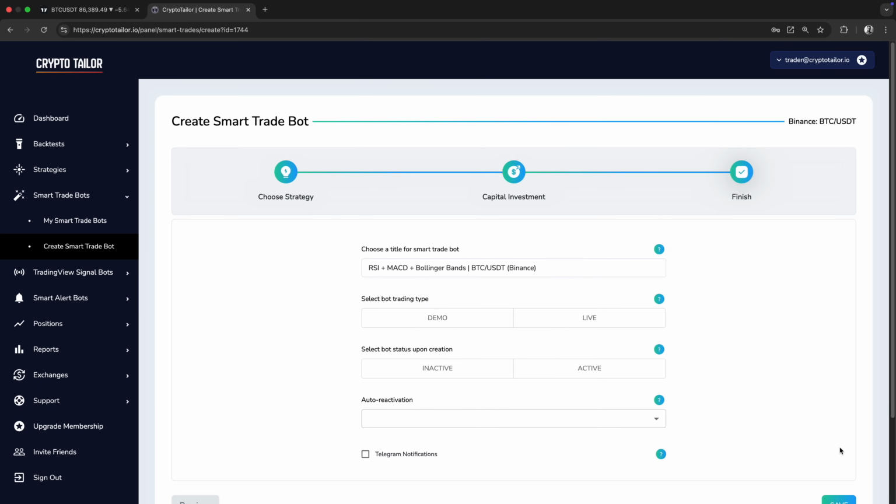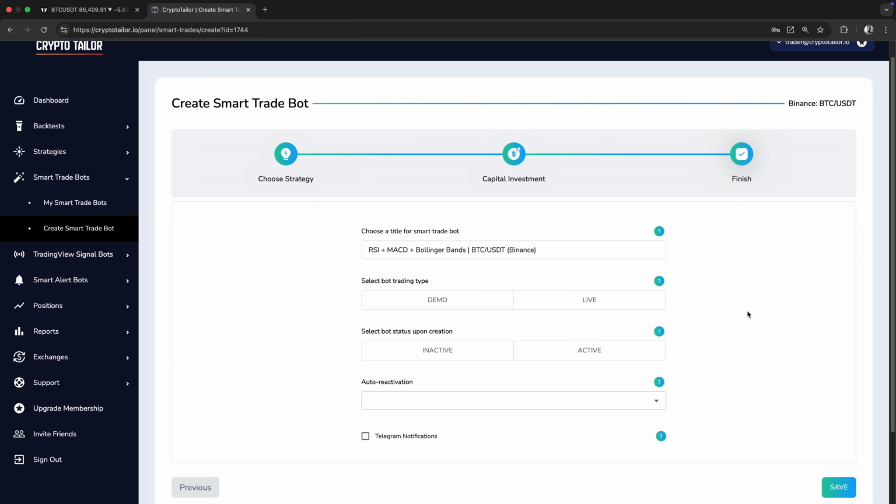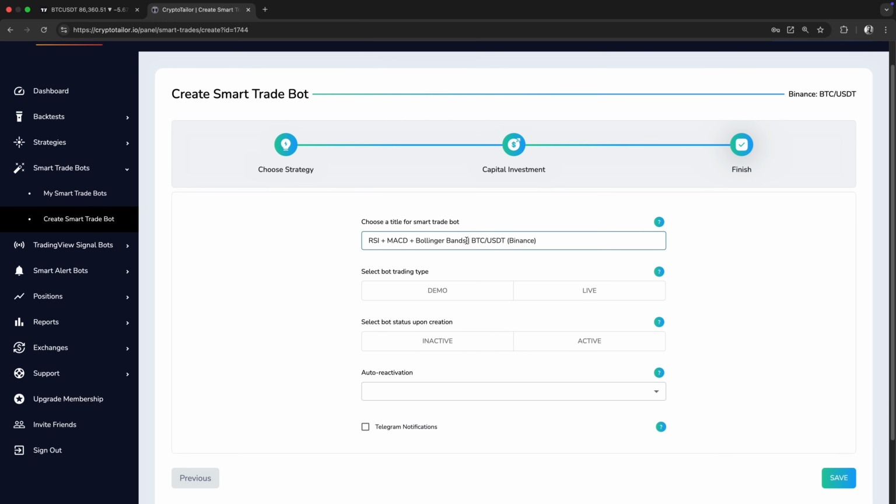And finally, in the last step, we finalize our bot setup. First, we define a bot title. Here, we can choose to run the bot in demo mode to simulate trades or in live mode to connect to our exchange and execute real trades based on our strategy. We also need to set the bot status upon creation. I select active, so the bot starts working in the background as soon as it is created.